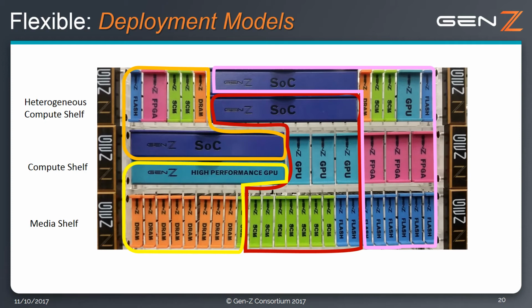The bottom shelf is an example of a memory media shelf that supports a variety of memory media module types, including DRAM, storage class memory, and flash memory modules. This enables the ability to compose logical infrastructure from these shelves, as we will see later.